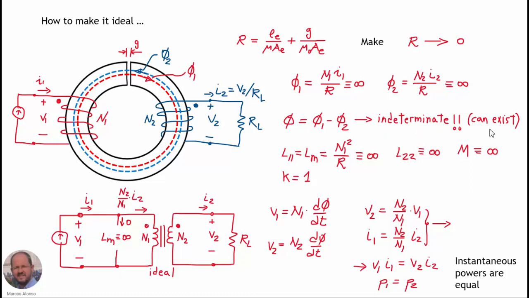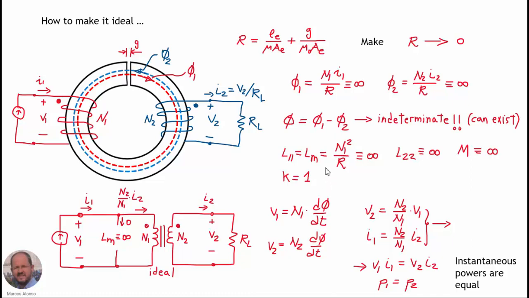This means that a finite value of the flux can exist in the core, and in fact, in an ideal transformer, a flux must exist in the core because the flux is related to the voltage that we are applying to the primary and to the secondary, and if we are applying a voltage, then using this expression here, we are going to have a flux in the core.